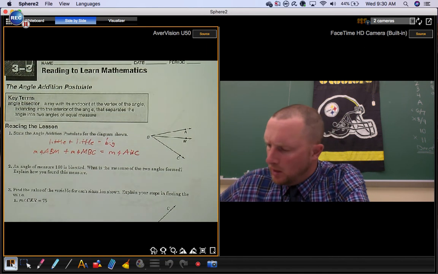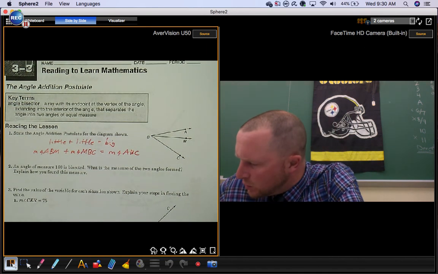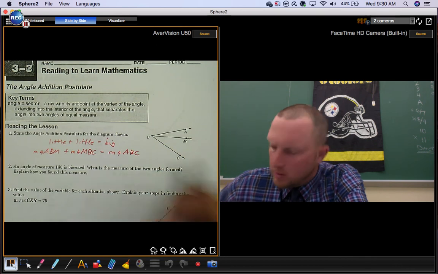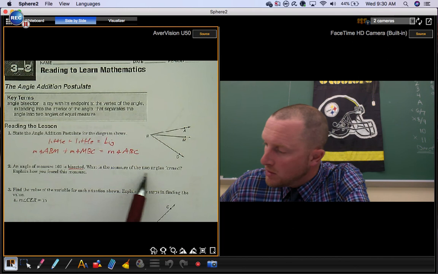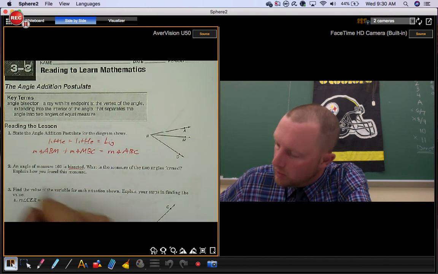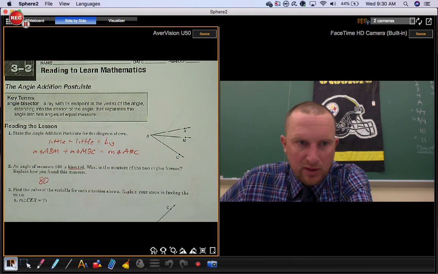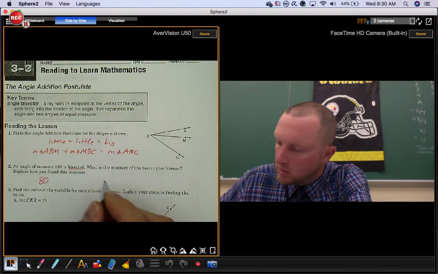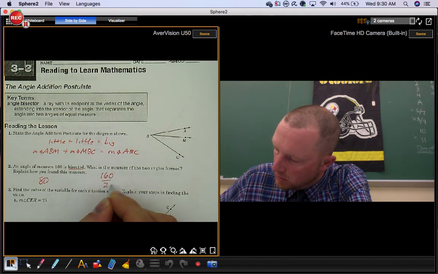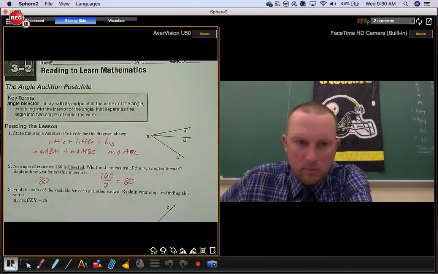Number 2, an angle of measure 160 is bisected. Remember, that just means split in half. What is the measure of the two angles formed? You're splitting an angle in half. Explain how you found this measure. You divided by 2.